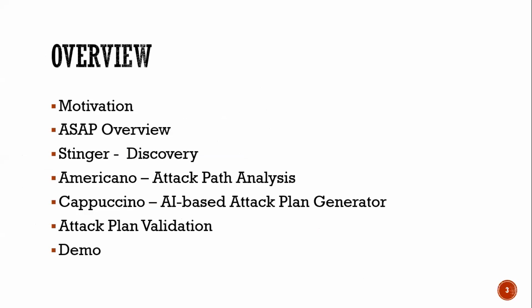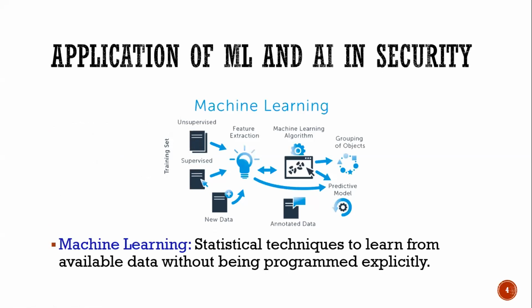So let's dive into the overview of the talk. What is the motivation? What would be the overview of our system ASAP? There are three main modules in the system. Stinger, which is used for the discovery of information, both services and vulnerability in the network. Americano, which is used for analysis of different paths an attacker can take in a network, and CAPPUCCINO, which is our AI-based autonomous attack plan generator. And finally, we do the validation of these attack plans, and we will jump into the demo after the end of the presentation.